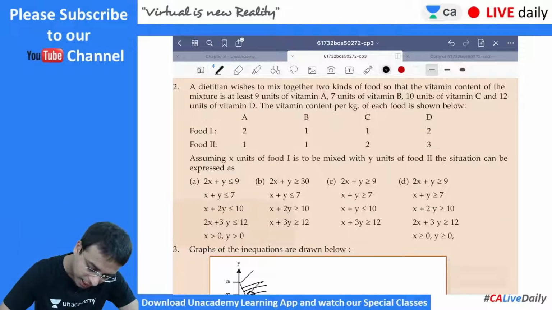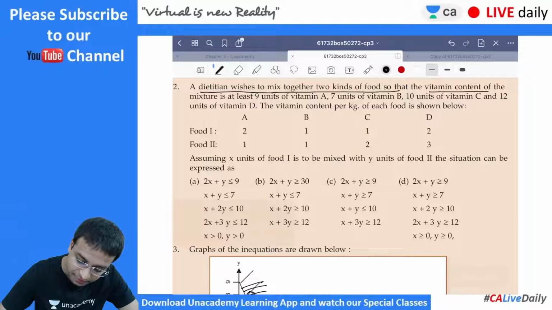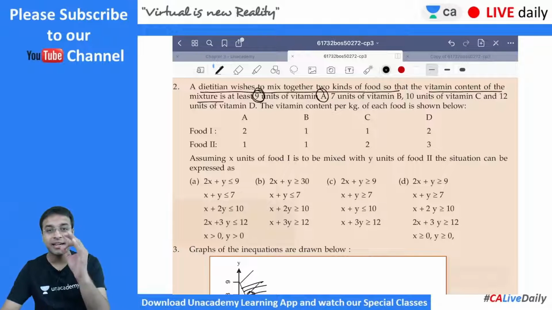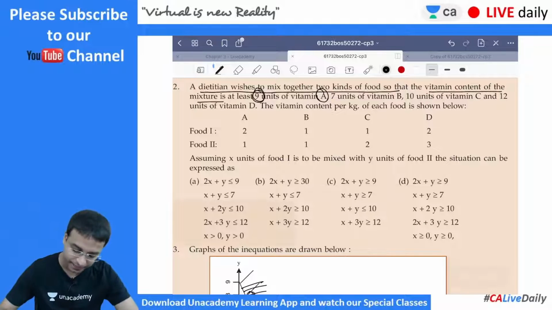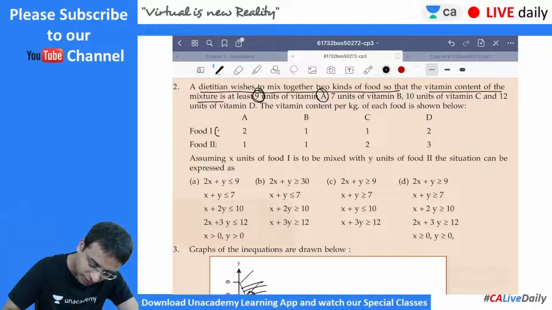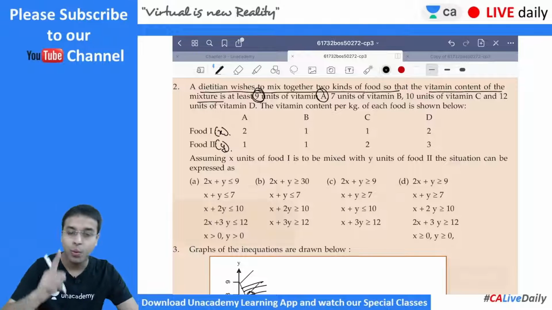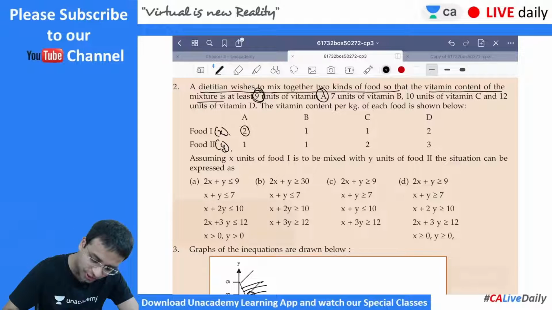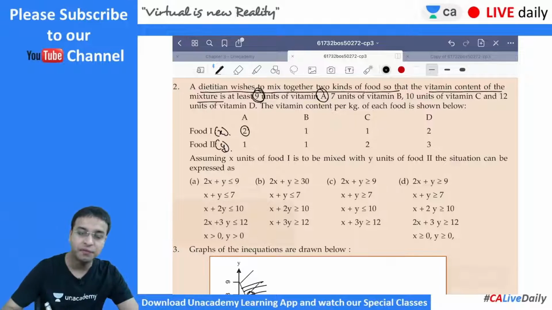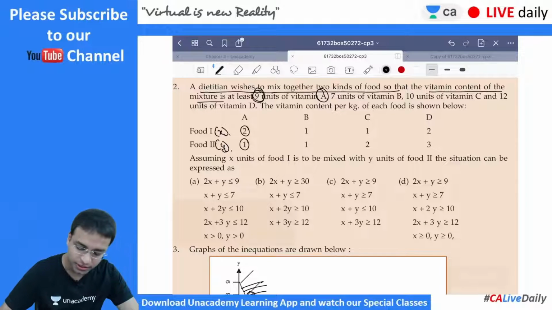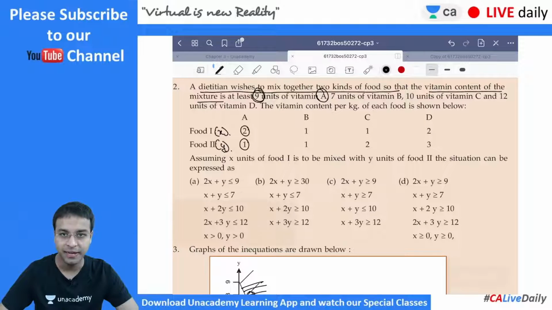Look at it. A dietitian wishes to mix together 2 kinds of food so that the vitamin content of the mixture is at least 9 units of vitamin A, right? So if you express food 1 as X and food 2 as Y, 1 unit of food X has 2 units of vitamin A, and 1 unit of food Y has 1 unit of vitamin A, right?